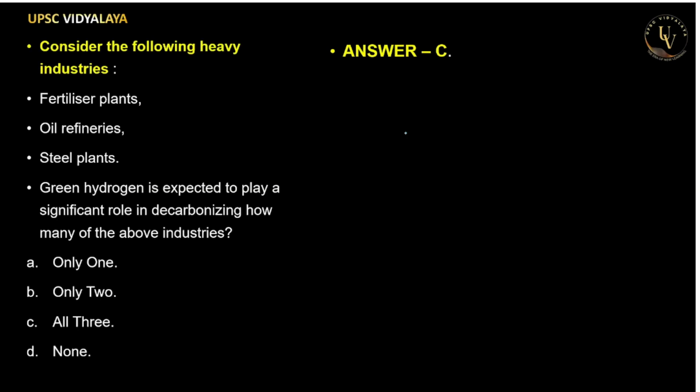Okay. Consider the following heavy industries: fertilizer plants, oil refineries, steel plants. Green hydrogen is expected to play a significant role in decarbonizing how many of the above industries? It is C, all the three. Green hydrogen is used in all the three. Mention in the comment section what is the significant role of green hydrogen in these industries.